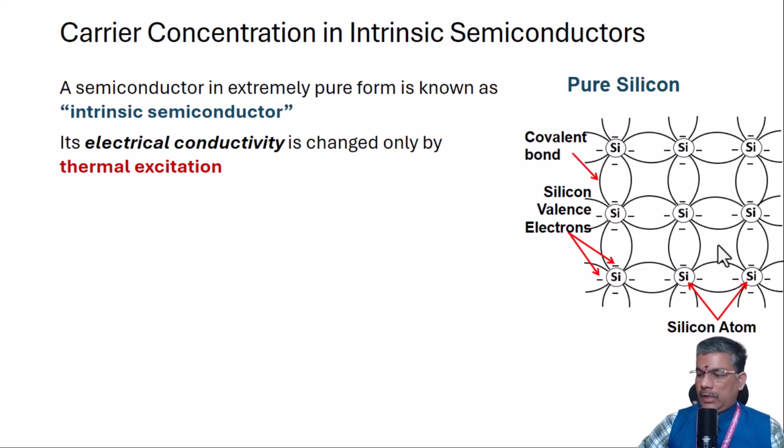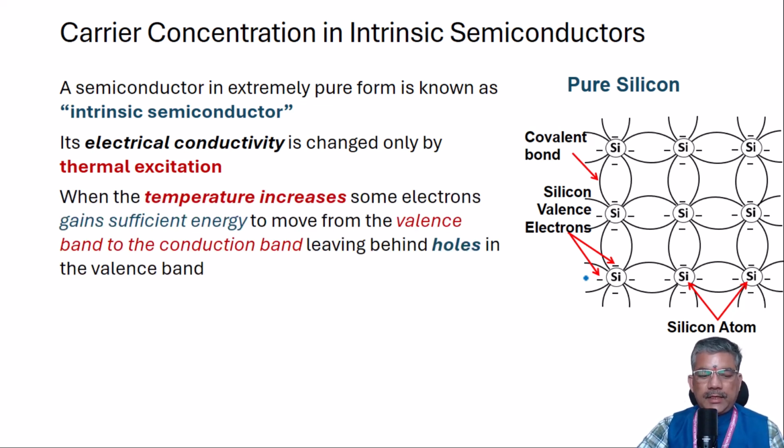Now, look at the silicon atom. Silicon has 4 valence electrons. Here each silicon atom shares its valence electron with neighboring atoms and forms covalent bonds. Because of these strong covalent bonds, at low temperature, electrons are not free to move.